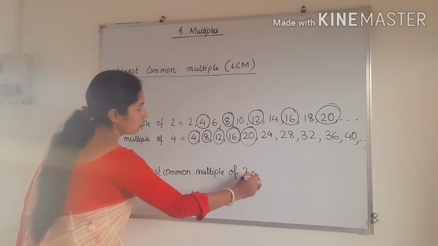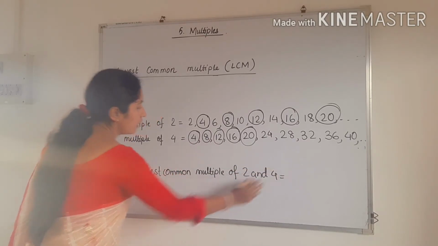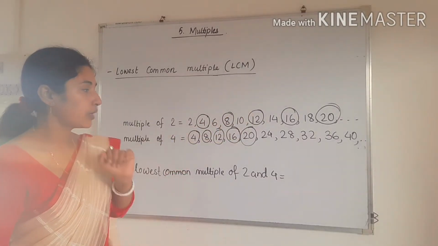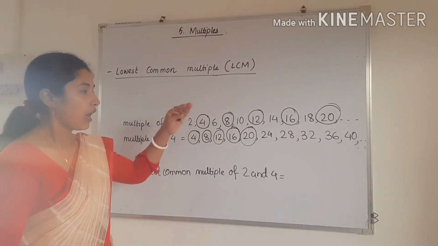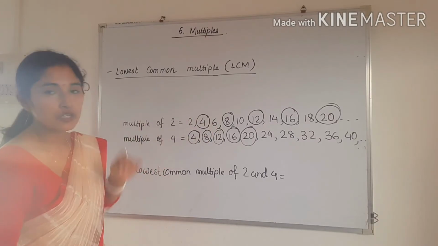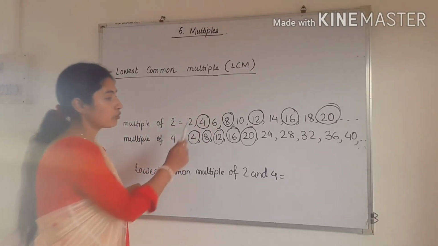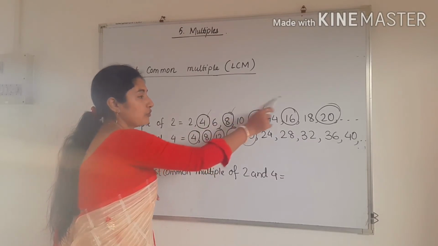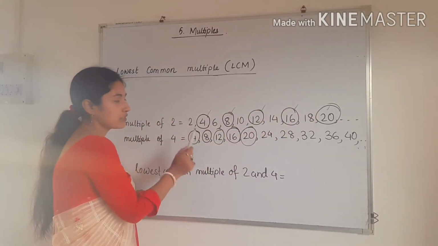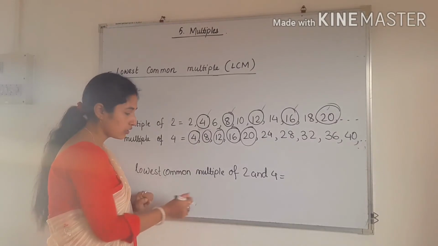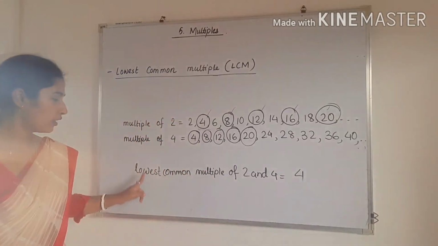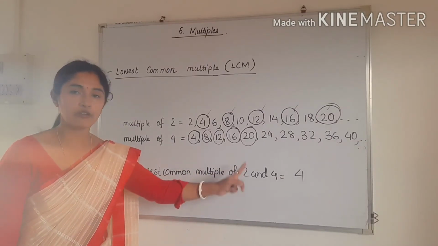of 2 and 4 is equal to, now you have to see 4, 8, 12, 16 and 20 are the common multiples. Out of these common multiples, which one is the lowest number? Out of the numbers which we have circled, which one is the lowest? Yes, 4 is the lowest. So we can write 4. That will be the lowest common multiple of 2 and 4.